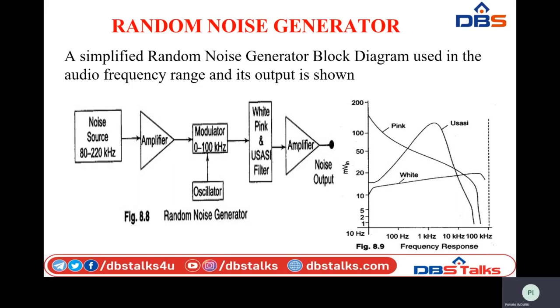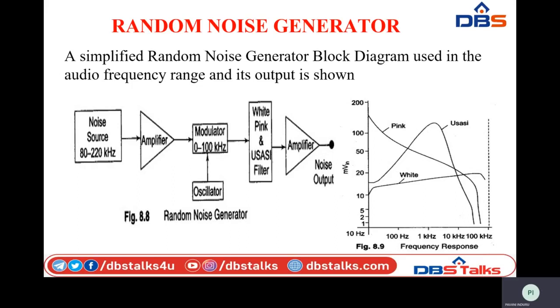Here, the filter which we are going to use in the modulator should be tuned to lower cutoff frequencies, that is, in the range of 0 to 100 kilohertz. It should reject the signals which have high frequencies of more than 100 kilohertz.